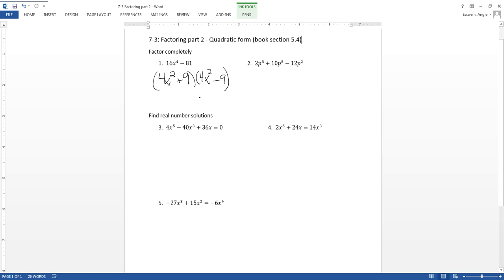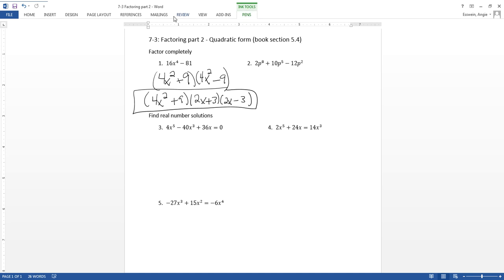And we have to keep going. So this was the difference of squares pattern. This is the sum, so we can't factor that anymore, but we can factor this. And so this is 2x plus 3 and 2x minus 3. So the final solution is this. There are 3 factors. We can't take it any further.